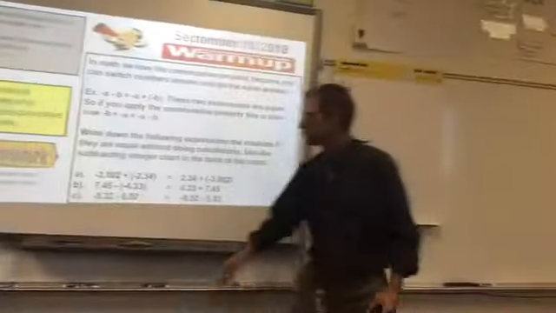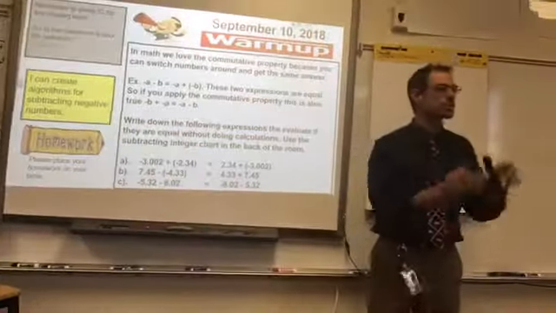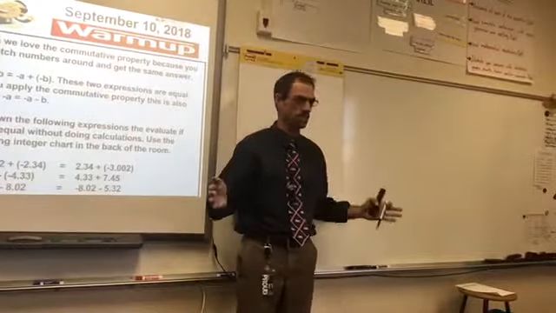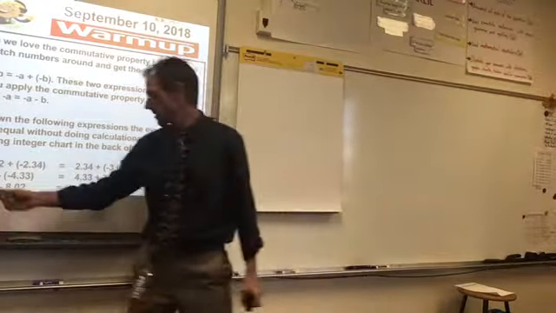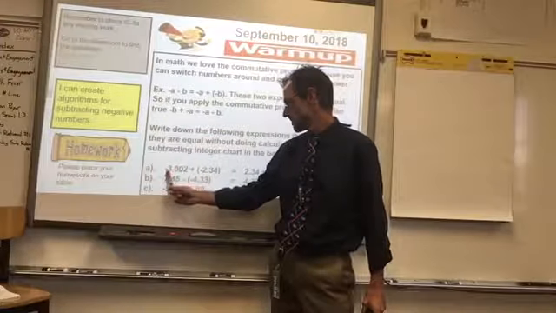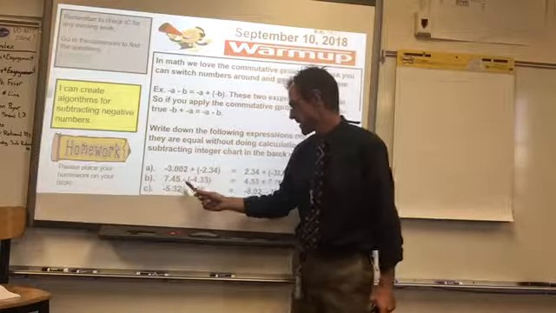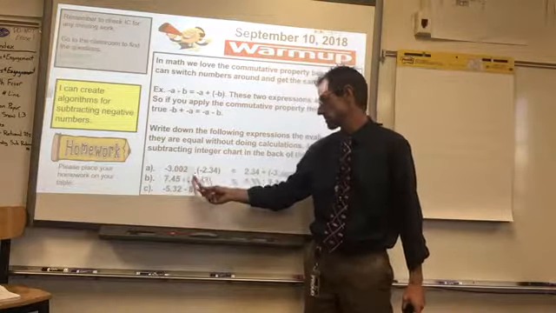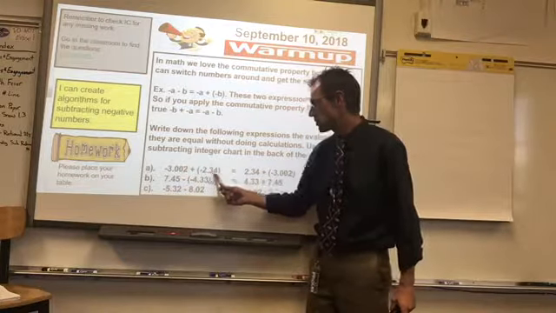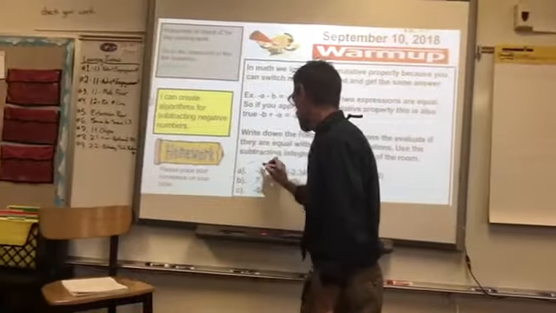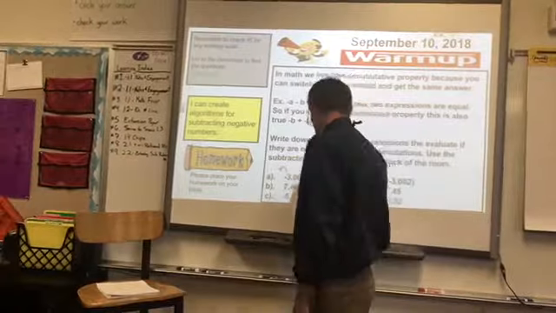All right. Let's go ahead. Let's talk about A here. So A. And this is where those algorithms really help us out. So here I have a negative 3.002 plus a negative 2.34. So basically, I am adding, whoa.